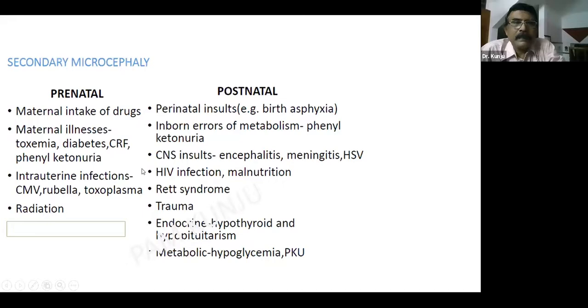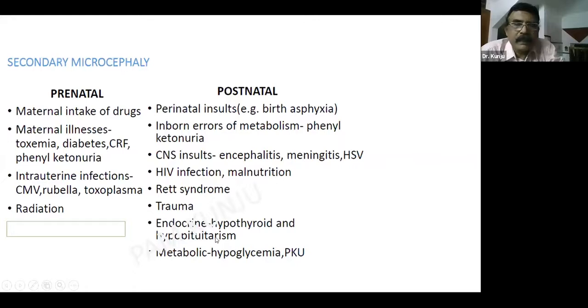Then postnatal also, like birth asphyxia, then again, phenylketonuria, postnatal meningitis or even encephalitis like HSV encephalitis. Then HIV infection, HIV encephalopathy. Already we have mentioned that malnutrition can be a controversial cause. Okay, and then even post-traumatic, because when there is a trauma, atrophy of the brain, then rarely hypothyroidism and hypopituitarism also can have a microcephaly.